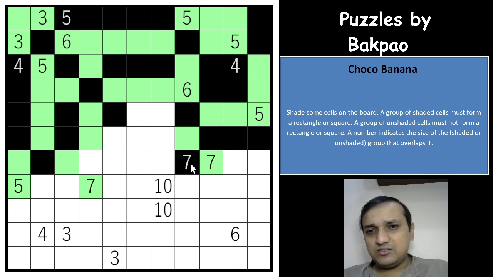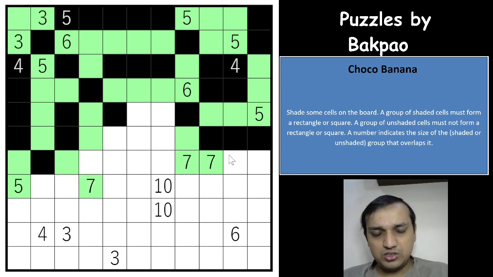But I can see that it cannot be shaded because you don't have enough space for the rectangle to be formed, right? So of course it would have to be unshaded. This is also unshaded, that is fine. All of these are unshaded. If this is unshaded, fine, okay.